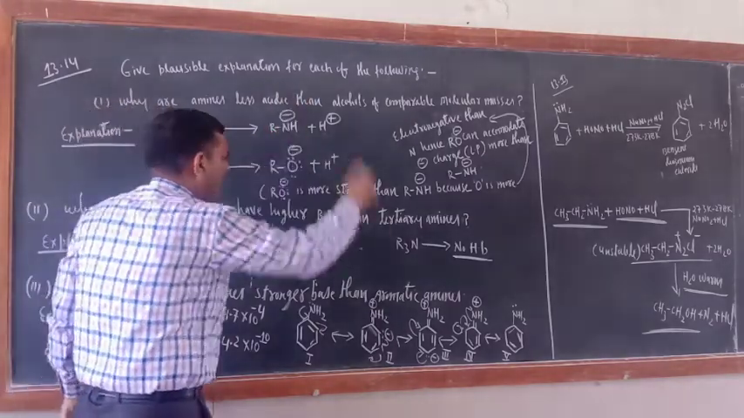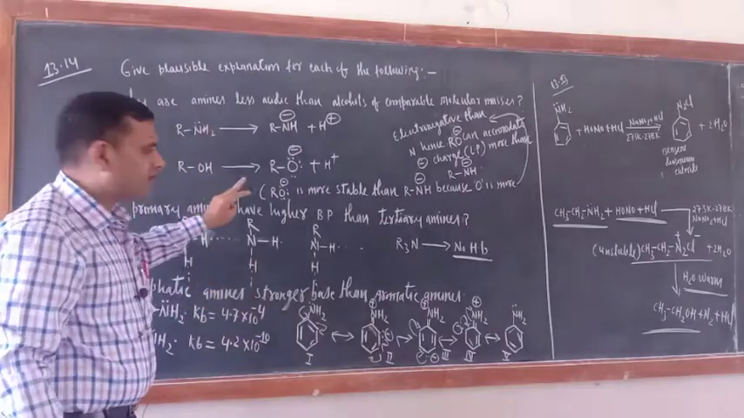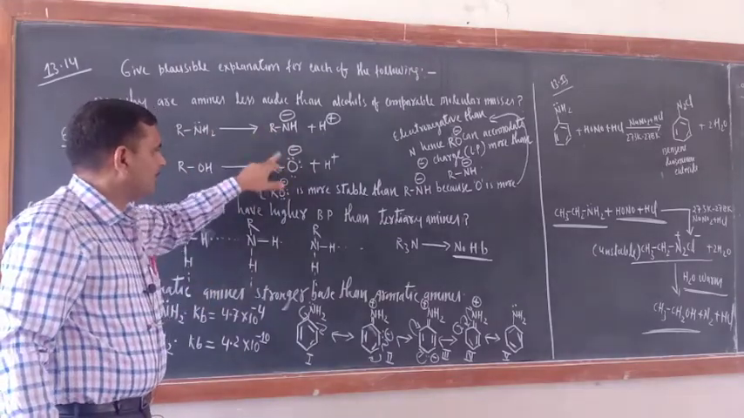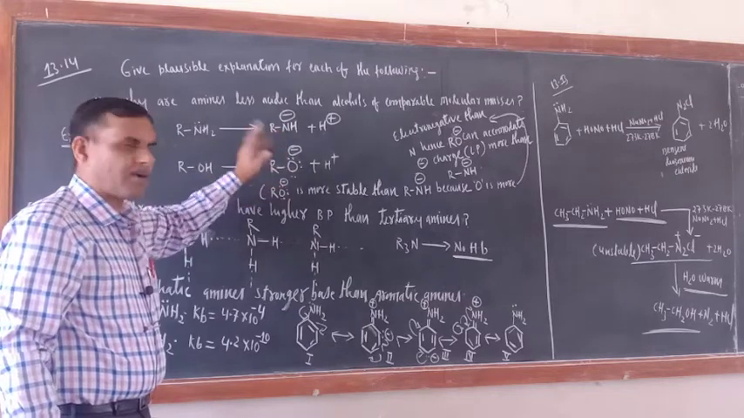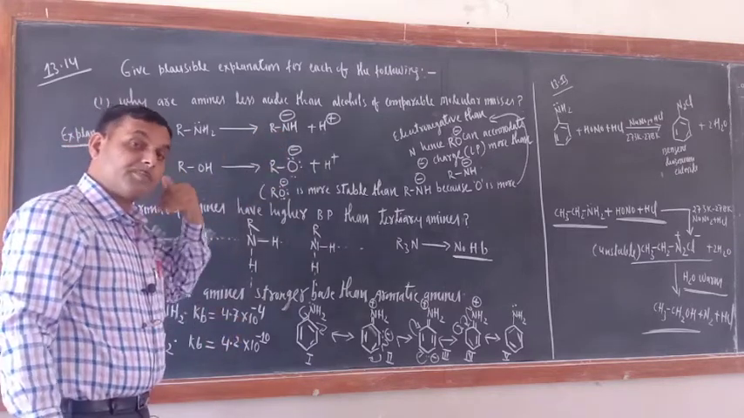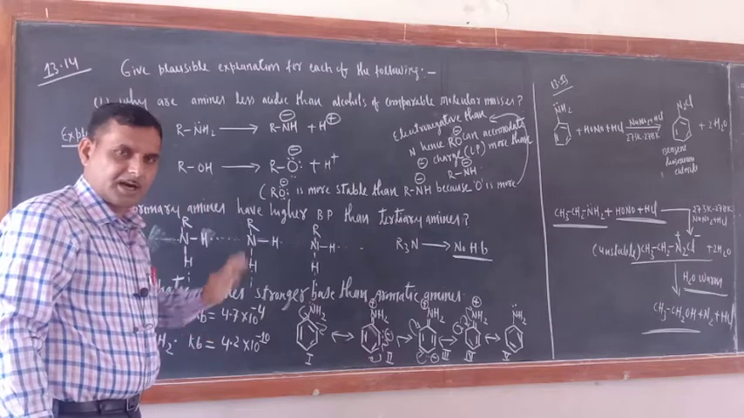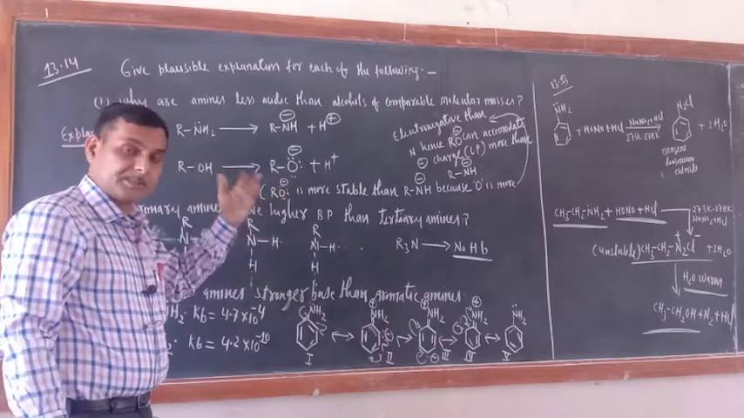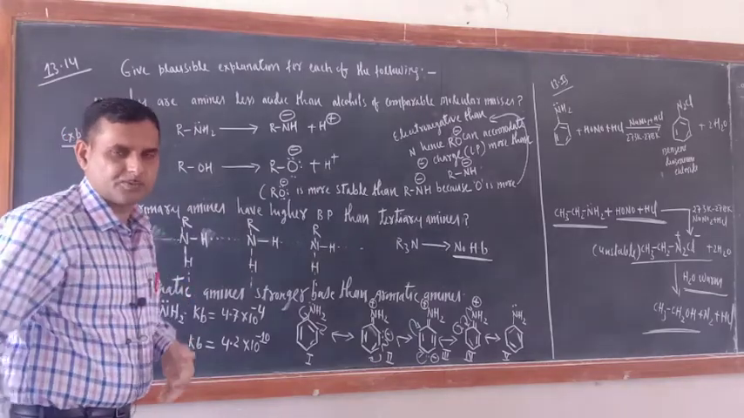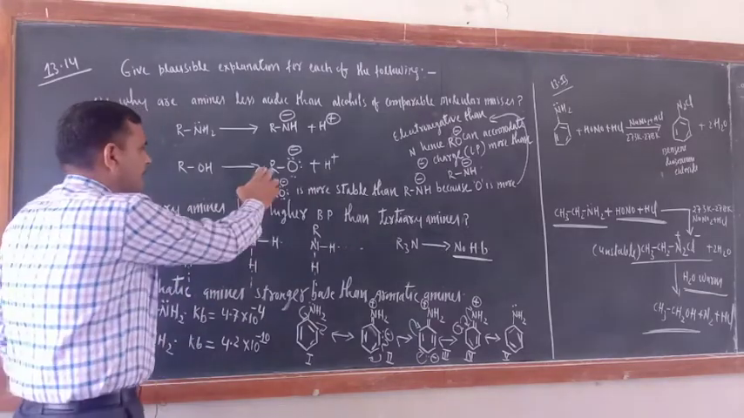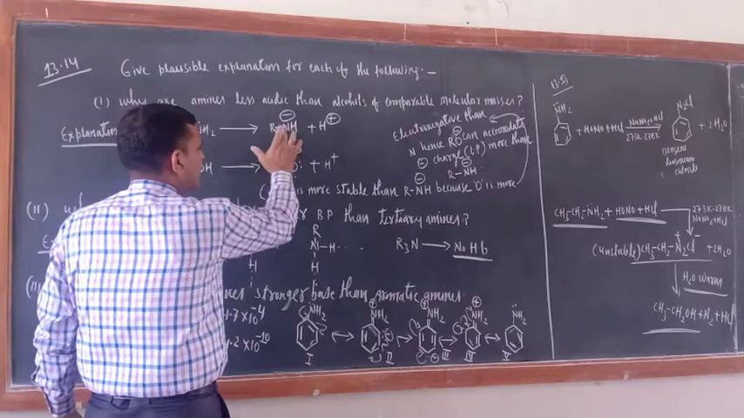Now just see. If we compare the stability of RNH negative and RO negative, whichever is more stable would be the better acid. Are you getting my point or not? We have to compare the stability of this one and this one.